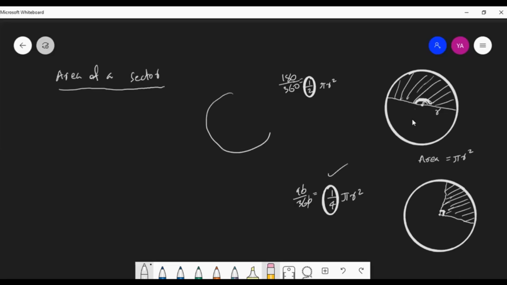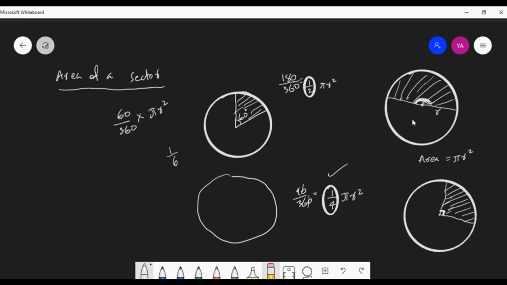So I repeat again. Suppose I draw one circle like this and a central angle of 60 degrees. Can you guess what will be the area of this sector? 60 by 360 into pi r square. This can be reduced to 1 by 6, that's fine. So 1 by 6 times pi r square will come, because the angle of the sector is 60 degrees, which is 1 by 6 of the complete angle 360. So the area of the sector will be 1 by 6 of the area of the circle. So we will get the area of the sector. So we generalize this idea.